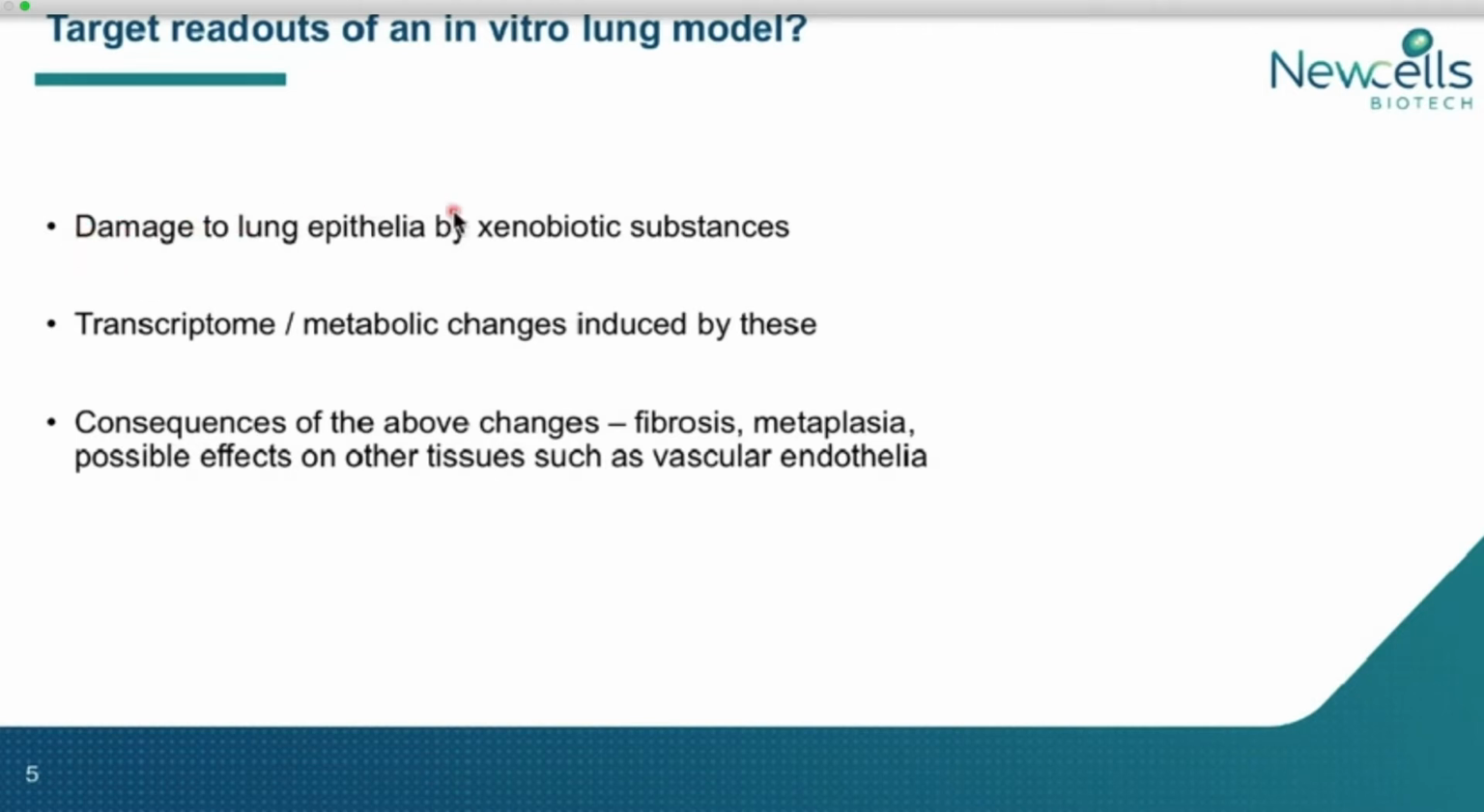Could we look at the damage of lung epithelia by xenobiotic substances in a 3D in vitro model? Could we advance that model to understand the transcriptomic and metabolic changes induced by xenobiotic substances? And could we then describe the consequences of both those changes, such as fibrosis, metaplasia, or the inflammatory components that lead to damage to other tissues, such as the vascular endothelium?